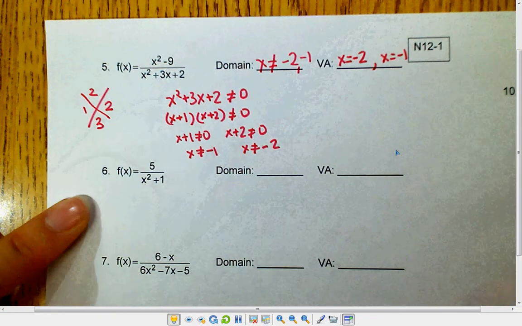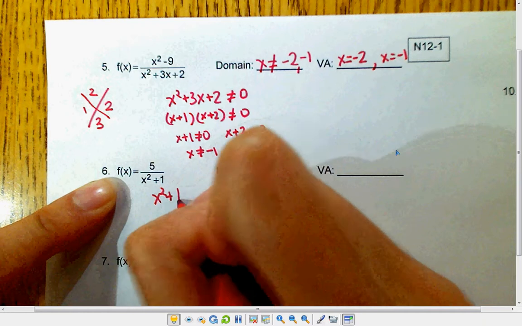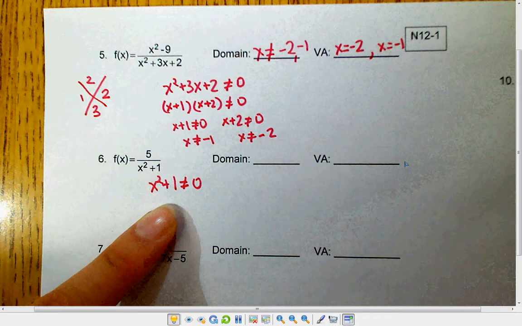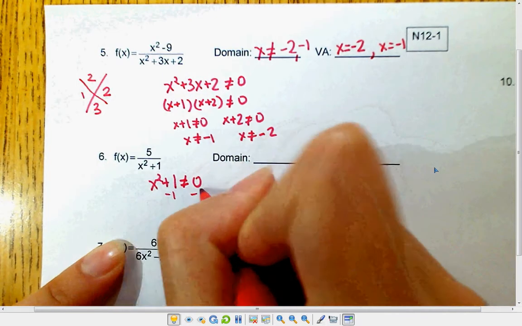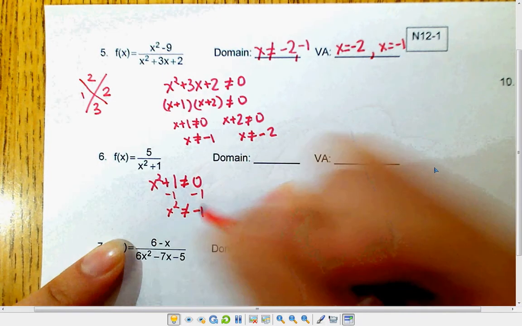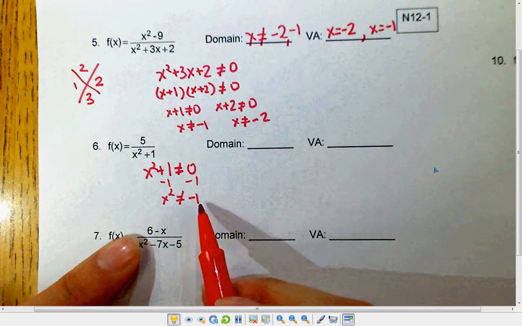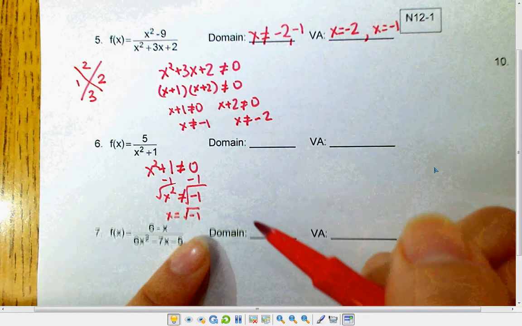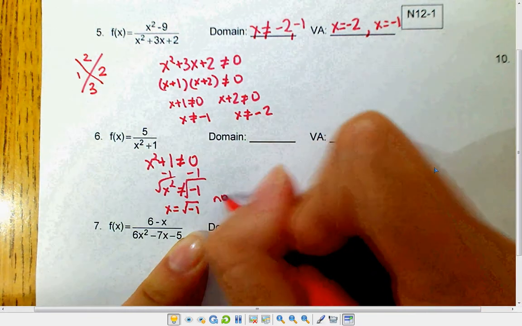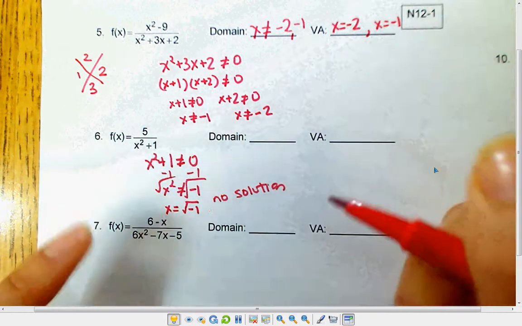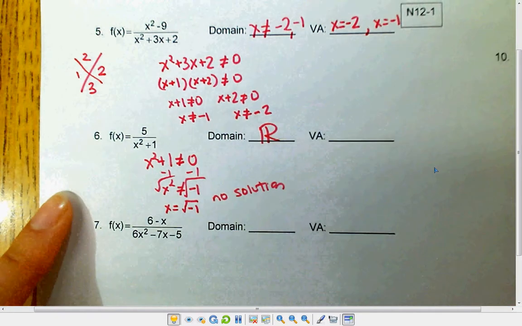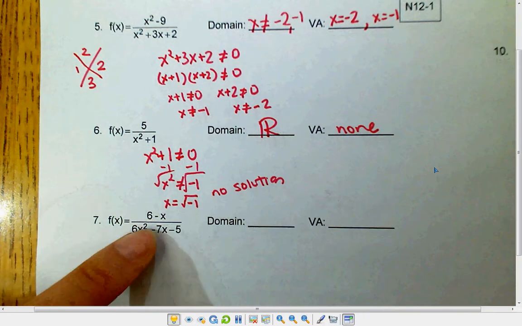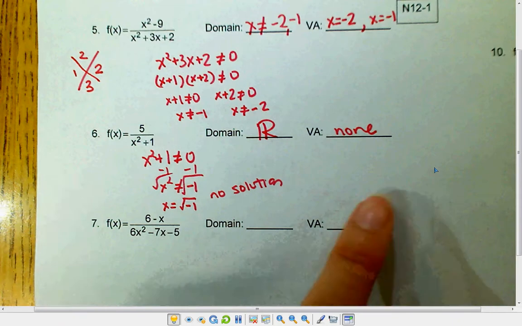So for this one, we have x squared plus 1 does not equal 0. Be careful, this is not difference of squares because there's no difference, it's a sum. If we try to solve this one, so let's subtract 1 from both sides. We're looking for x squared equals -1. If we try to take the square root of this, can you take the square root of a negative number? No, you cannot. It's no solution. So therefore our domain is all real numbers, and we have no vertical asymptote. Right, so if there's no solution here, your domain can be any number, and there's no vertical asymptote.